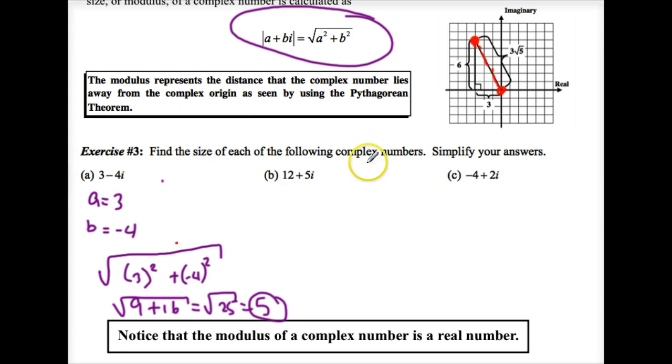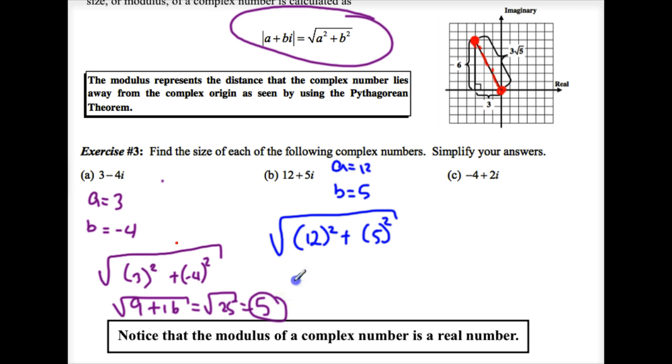That's it. What about this? My a is 12 and my b is 5. So I want to find the modulus. This becomes the square root of 12 squared plus 5 squared. 12 squared is 144 and 5 squared is 25. When I add these together, I get 169, and the square root gives me 13. That's the modulus, the size, for 12 plus 5i.